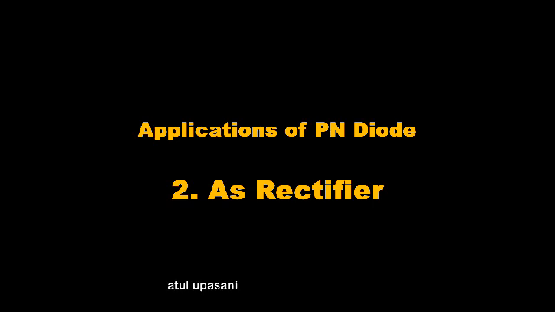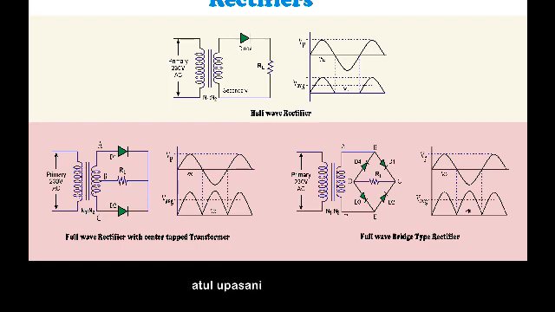Another application of p-n junction diode is that it can be used as a rectifier. A rectifier is a circuit which converts alternating current into direct current. The diode allows conduction only in one direction, that is when it is forward biased. A rectifier is a device which converts an alternating quantity into a unidirectional quantity. The alternating quantity may be current or voltage. So the diode can be used as a rectifier.